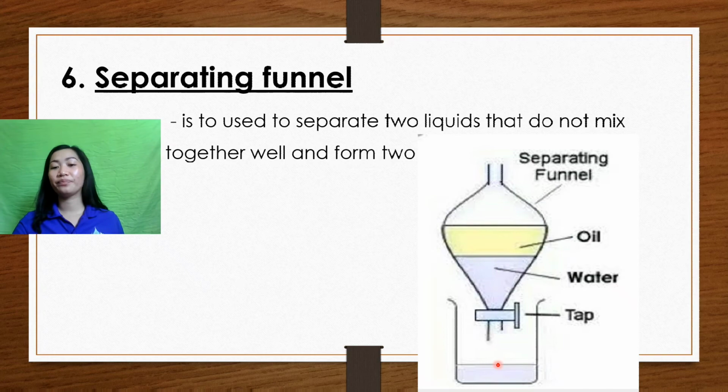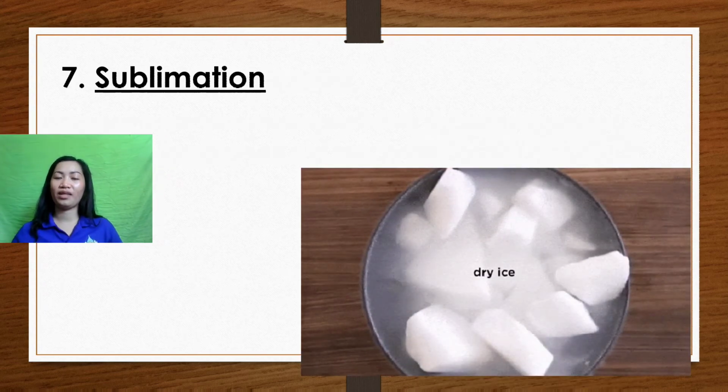here in the beaker, and then you can separate the oil from the water. Again, we can use a separating funnel in separating two liquids, for example the oil and the water.